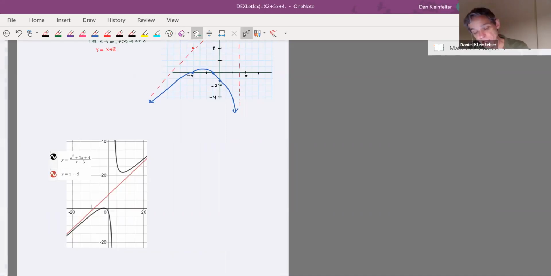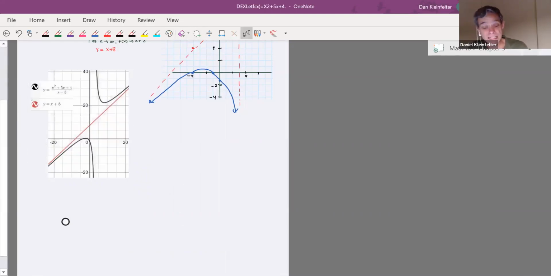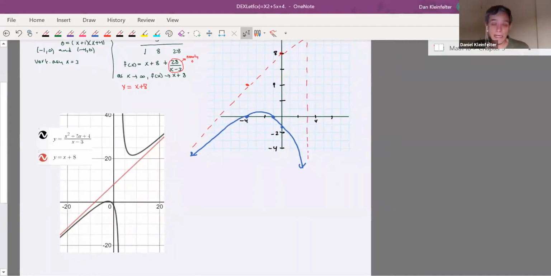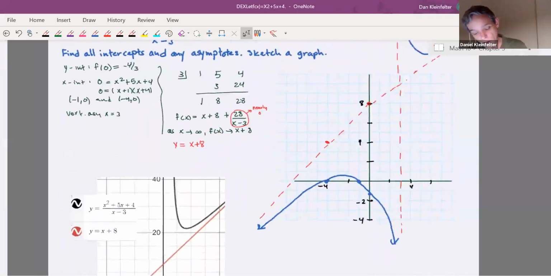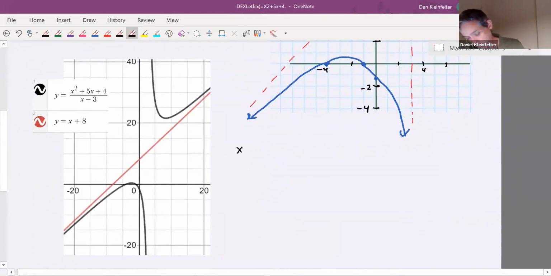So one other thing that we did not check was to confirm that the function never intersected its slant asymptote. We saw that sometimes a rational function's graph will intersect its horizontal asymptote. Sometimes it will intersect the slant asymptote as well, but this one doesn't, and we should check that that is in fact the case. So our original function was x squared plus 5x plus 4 over x minus 3. And we want to know, is it ever going to cross the line y equals x plus 8, which was the equation of the slant asymptote?